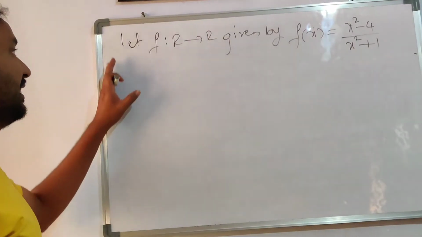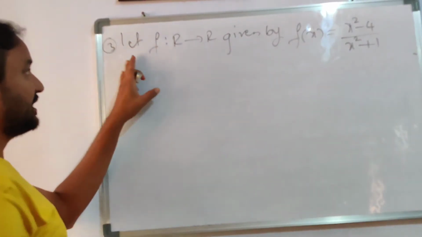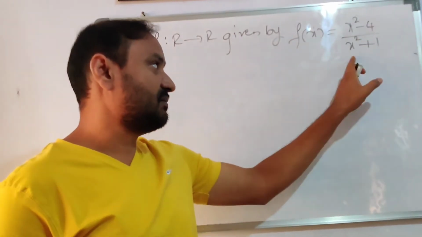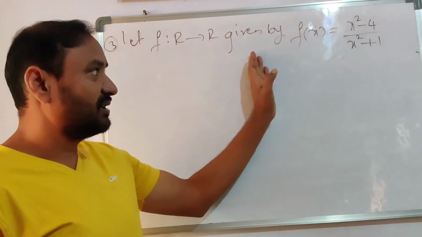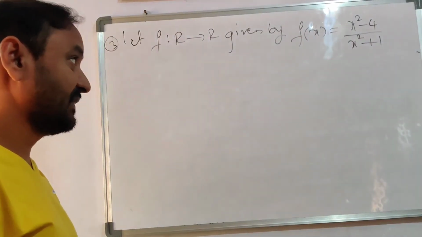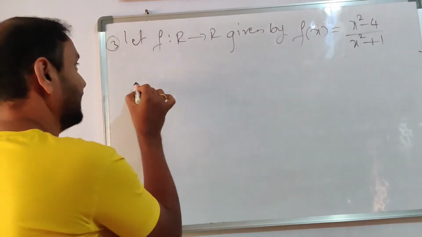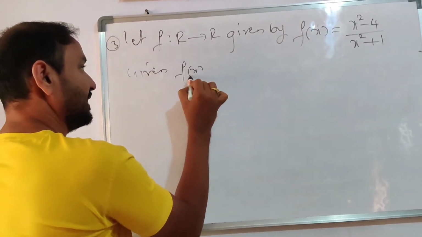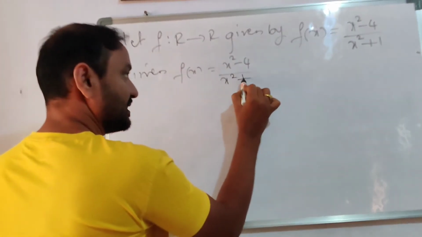So right, I am taking another example. That is the third problem in this. Let f: R → R be given by f(x) = (x² − 4)/(x² + 1). Verify whether the given function is one-one and onto. The given function is f(x) = (x² − 4)/(x² + 1).